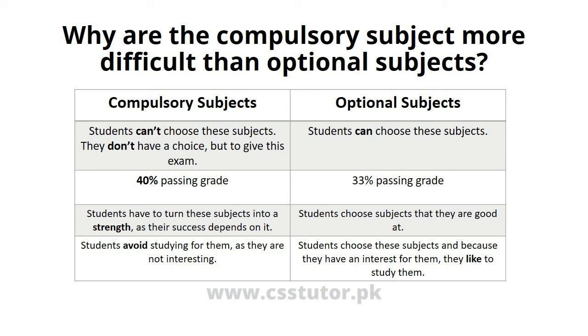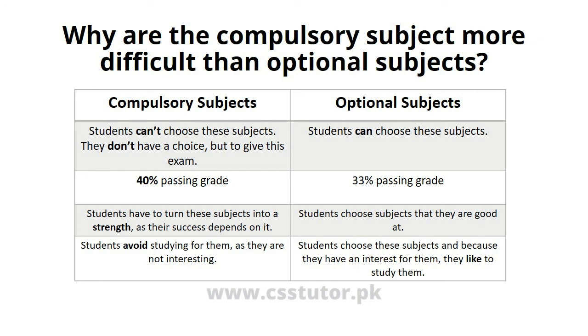Secondly, the passing grade for compulsory subjects is 40%, which is 7% higher than optional subjects, making it more difficult to secure a passing grade in comparison to optional subjects. Thirdly, students have to turn compulsory subjects into a strength, as their success depends on it, because if you fail one compulsory subject, you fail the entire CSS exam.